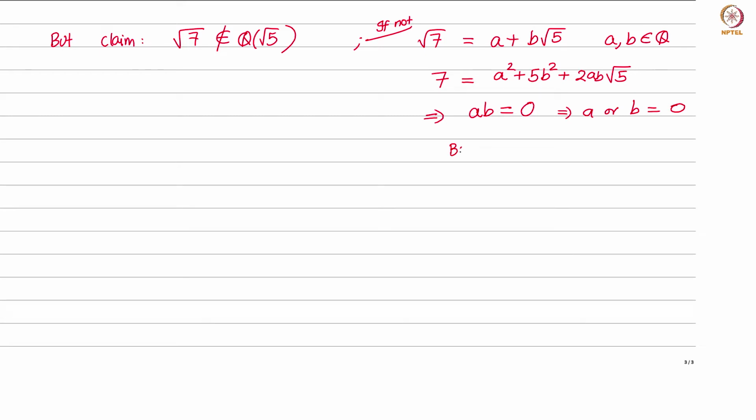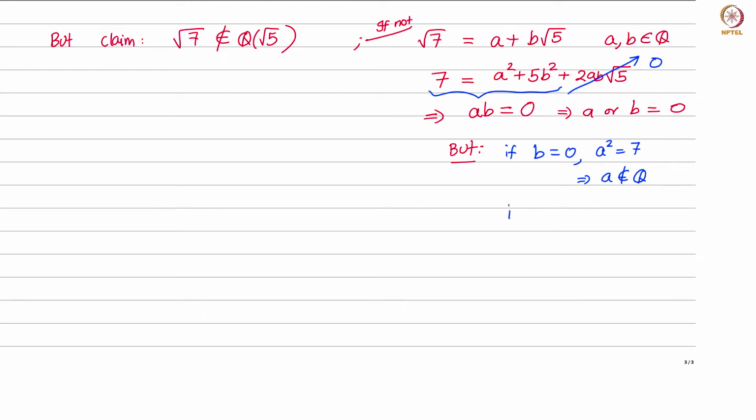Okay, but in that case, observe that this equation can't hold, right? So I've already said this is 0. Now if you look at what's left, 7 equals this. If I put a equal to 0 or b equal to 0, then I can't find a rational solution for the other one. If b equals 0, then I conclude a² is 7, which means that a is not rational, as we know square root of 7 is not rational. So I'm using the fact that square root of 7 is not rational here.